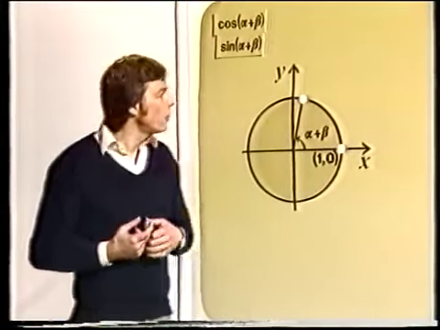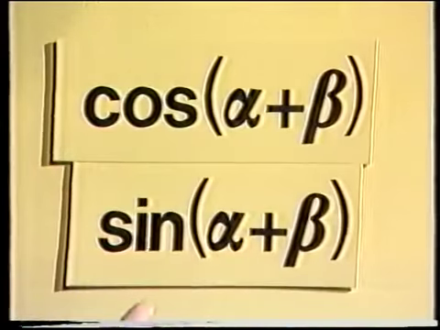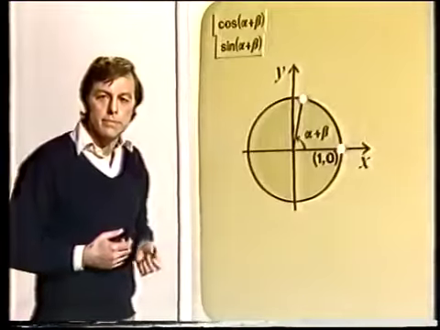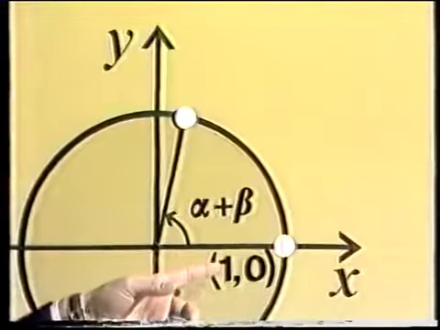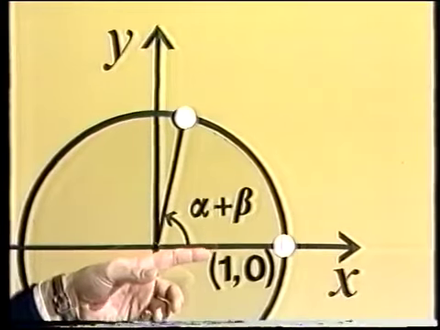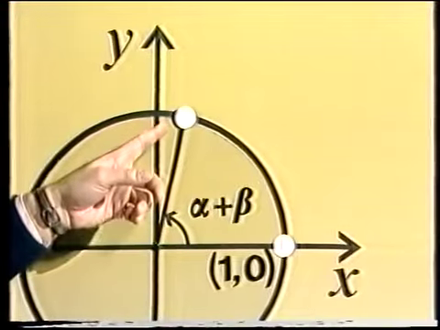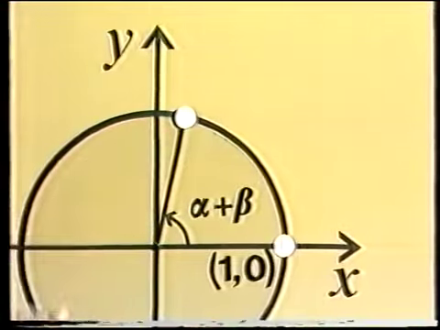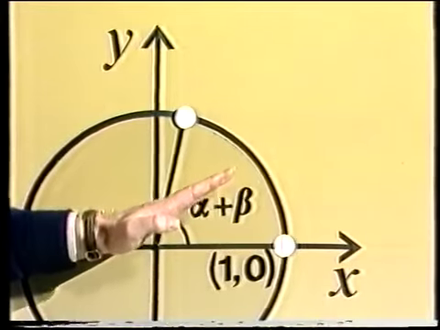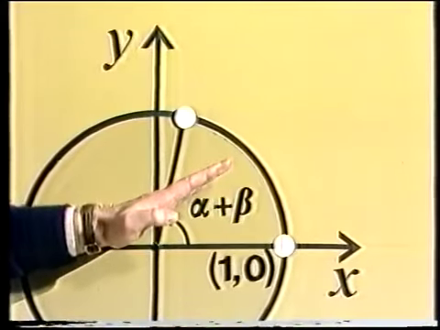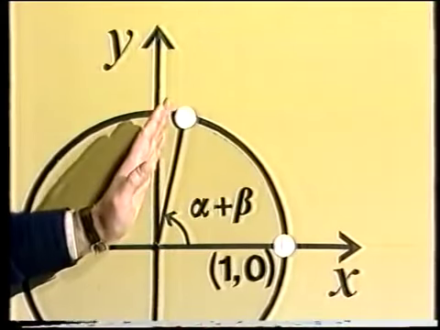We're going to find formulas for cos of alpha plus beta and sine of alpha plus beta. But what do we know? Well, if we rotate (1, 0) through an angle alpha plus beta, then the coordinates of this point are just cos(alpha plus beta) and sine(alpha plus beta), which is what we're after. But we can think of a rotation through alpha plus beta as made up of two parts. Firstly, a rotation through alpha, which is followed by a rotation through beta.